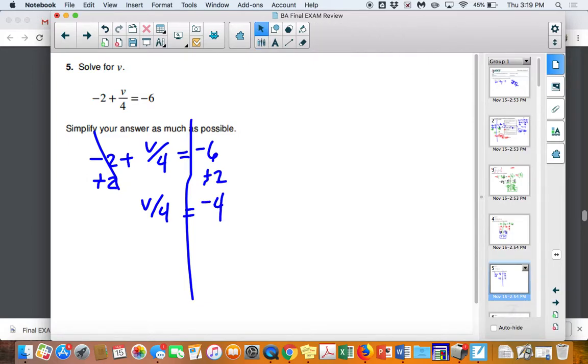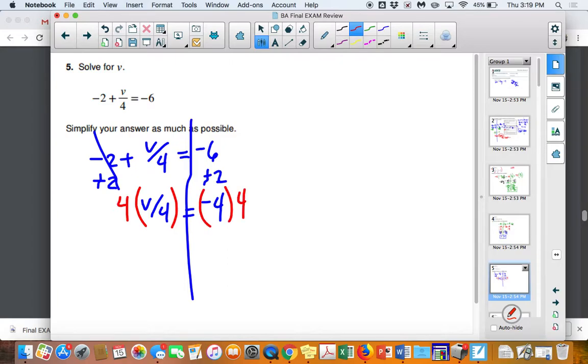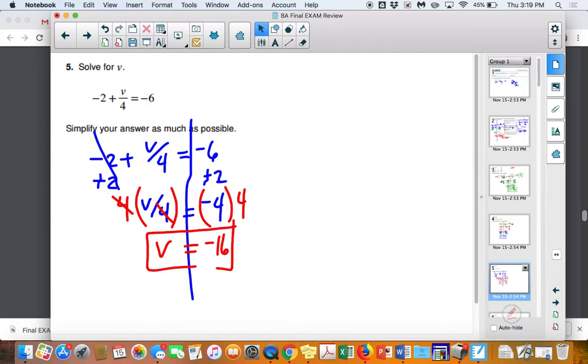Well, now keep in mind, you're always doing the opposite of what's being done to your variable. Well, v is being divided by 4, so I need to multiply both sides by 4 to counteract that. So these cancel, and I get v equals, that should be a negative 16. Now that's one way to work this problem.